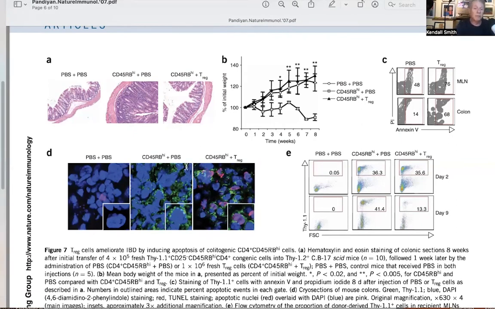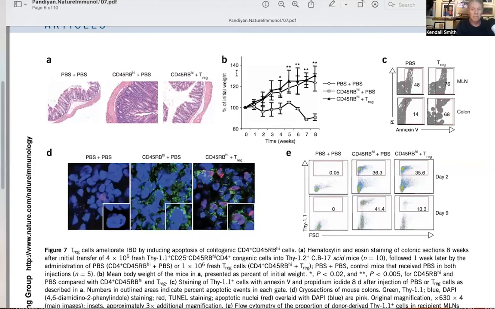And here you can see where they've just been treated with PBS, and here they are without any regulatory T cells, and there's massive infiltration of the mucosa, submucosa, with all kinds of inflammatory cells and so forth. But if you give those mice after only a week regulatory T cells, you can markedly suppress that.